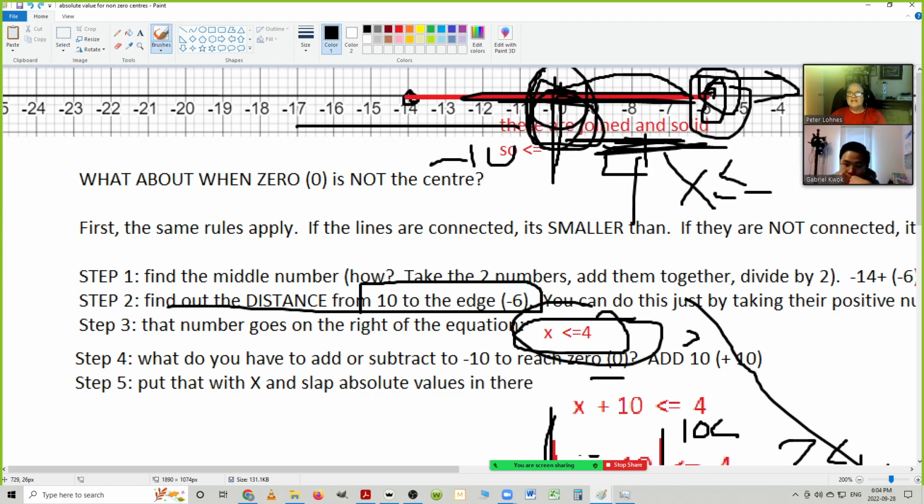If you wanted to test the exact number line, take the actual number. What's this number here? 6.